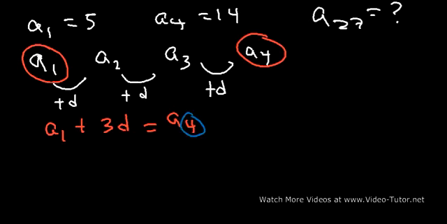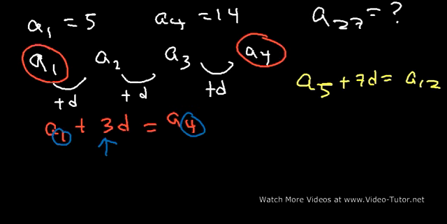Notice that the difference between 4 and 1 is this number 3. So let's say I have the value of a of 5 and a of 12. The difference of 5 and 12 is 7, so a of 5 plus 7d is going to give me a of 12.